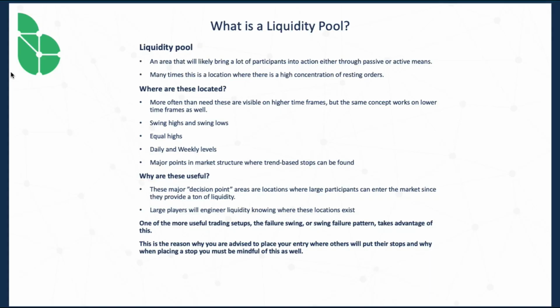So areas of market structure: swing highs, swing lows, equal highs if we're talking about a range, for example. Let's say we have 2 equal highs or 2 equal lows, 3 equal highs, 3 equal lows. Daily and weekly levels, so again higher time frame levels, higher time frame swing points, and then just any major point that stands out in market structure where we can expect some type of trend-based stop to be found. If we consider the concept of an uptrend, a series of higher highs and higher lows, participants who are trend following are probably going to be placing their stops somewhere within proximity to those higher lows.